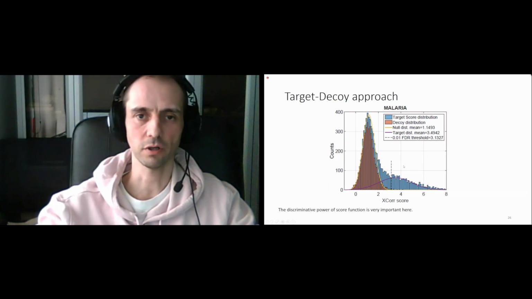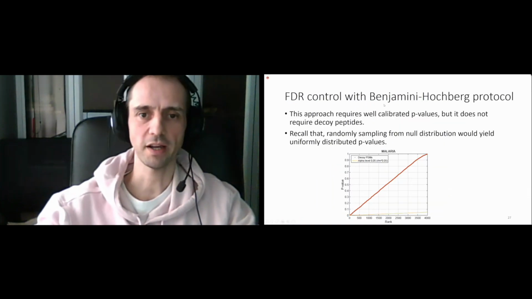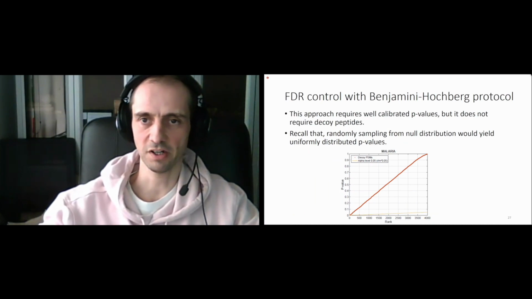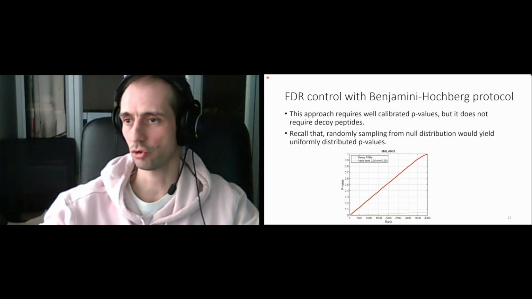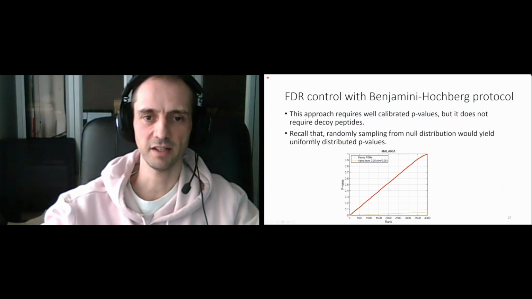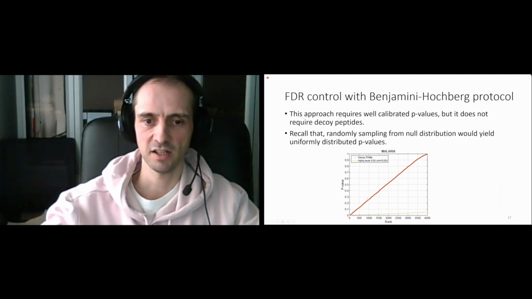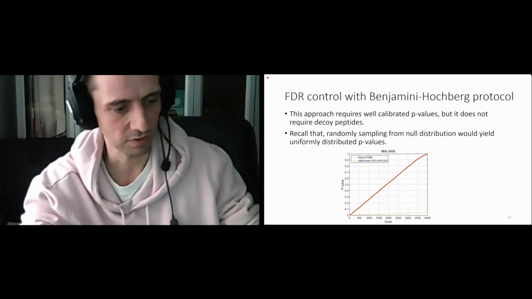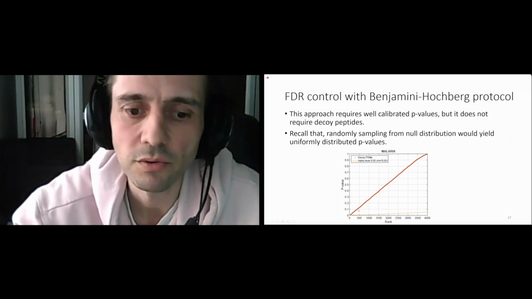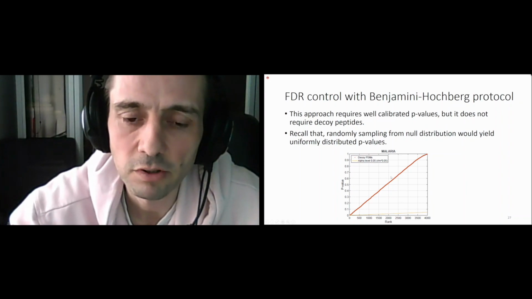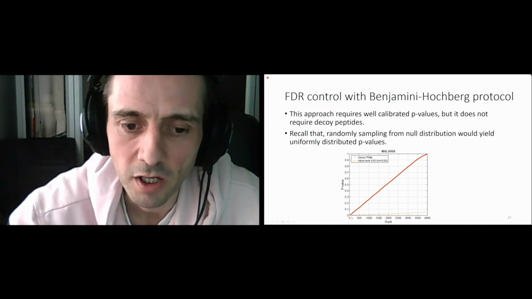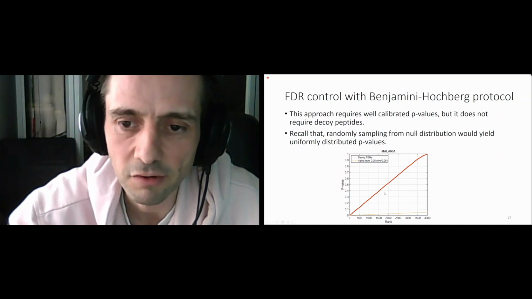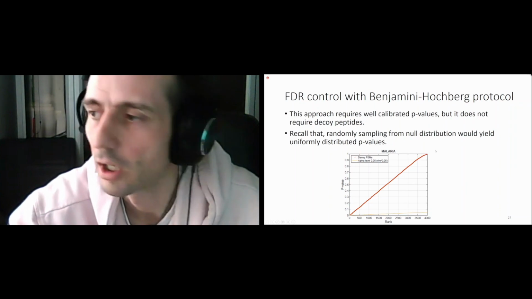Now I'm going to talk about the second approach. It doesn't require decoy peptides, but it requires very well-calibrated p-values. Then you can control the false discovery rate with the Benjamini-Hochberg protocol. Remember that we discussed that if you have samples from the null distribution and you calculate the p-values, those p-values should be uniformly distributed. And if you plot those p-values against their rank, you would see some kind of diagonal line.